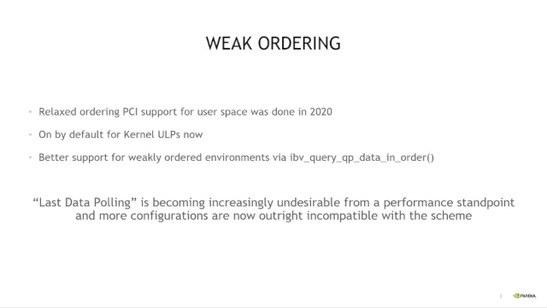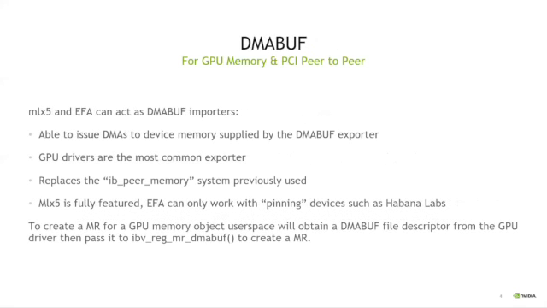And I think the whole world is moving in this direction. The performance gains from relaxed ordering at the PCI layer are significant enough. And the improvements in the networking layer for not strongly putting packets in order is also quite significant. So we might be coming to the end of the era of the last data polling optimization. Yossi has already talked about DMA buff, but here's my little bit.